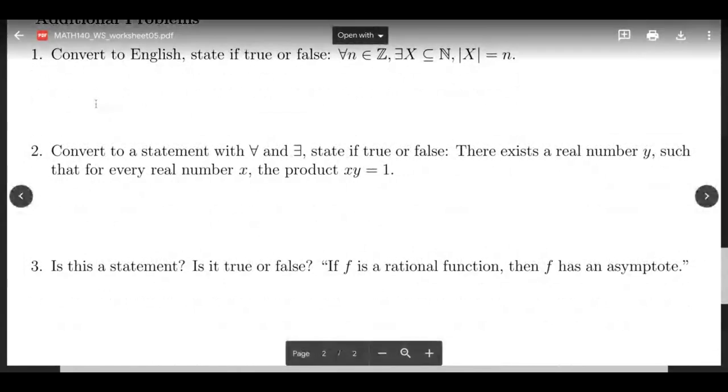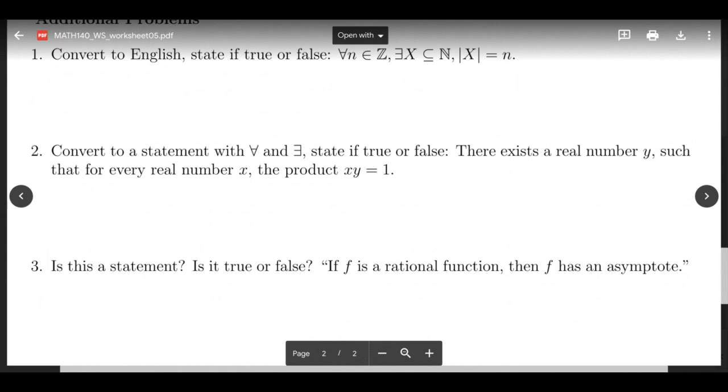Okay, let's try 1, 2, 3. For 1, we want to convert those symbols, these quantifiers, into English, and also find out if it's true or false. For the first one: for all n in the integers, there is a subset X of the natural numbers, and the absolute value of the members in the subset X equals n.